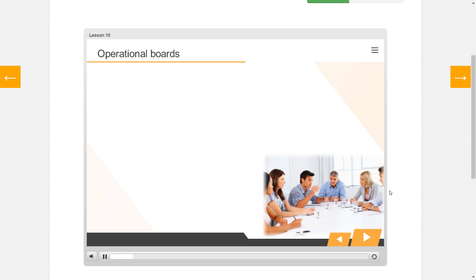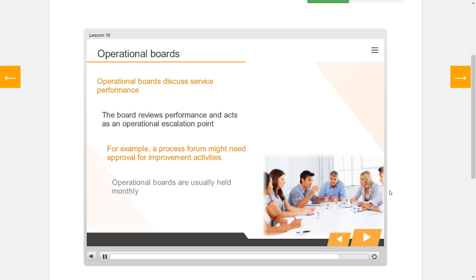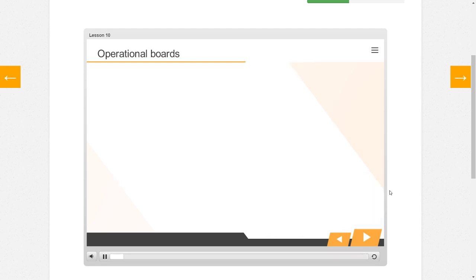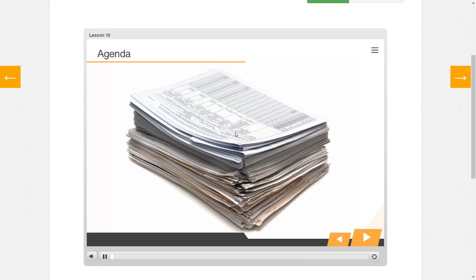The next type of board is an operational board. These are used to discuss service performance at a lower level than the tactical and executive boards. The main operational board reviews service performance and acts as an operational escalation point. For example, if the incident management process forum has identified potential improvements to the process, the operational board might approve them and allocate resources. Operational boards are typically held on a monthly basis. To learn more about operational boards, click on each of the buttons.